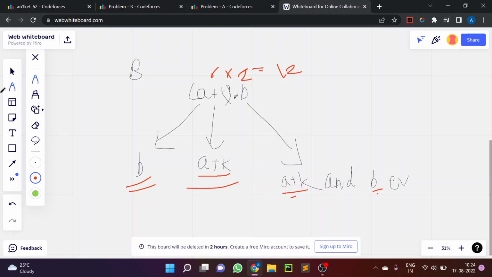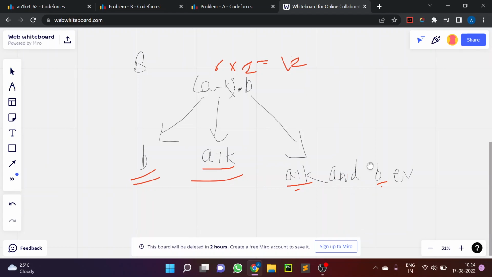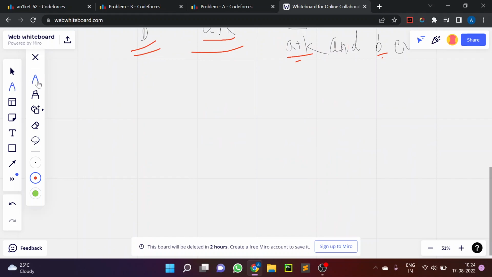Now let's consider the values of k. There are two values possible. K is even and k is odd. And whenever we divide a number by 4, there are only 4 remainders, which is 0, 1, 2, 3. 0 means we can pair it with anything. If we pair it with 3, it becomes divisible by 4.